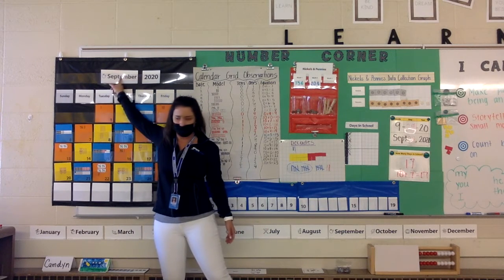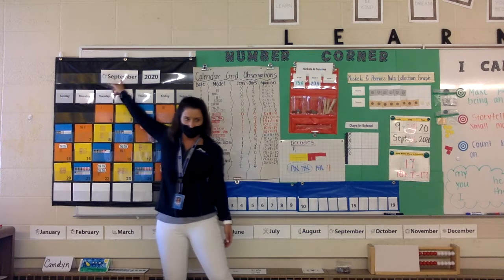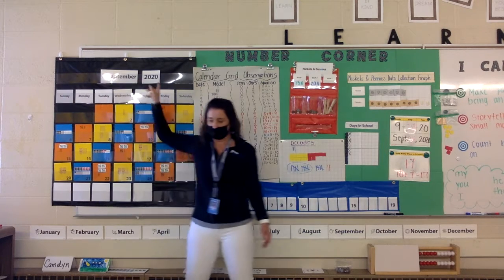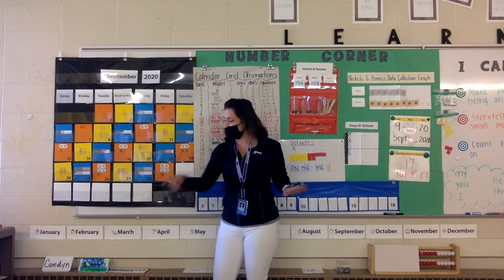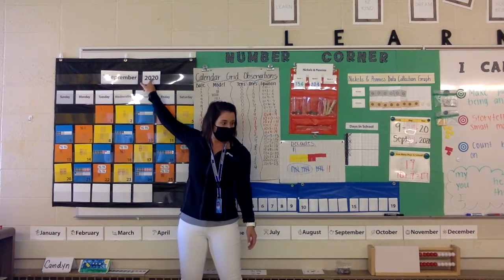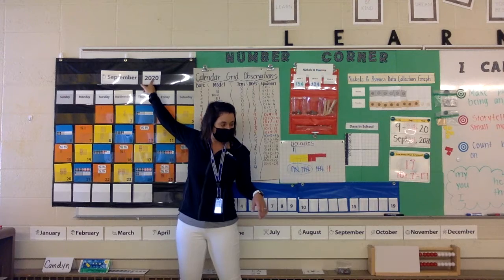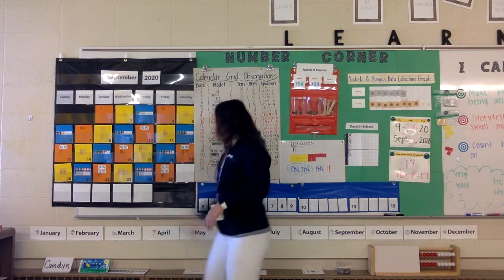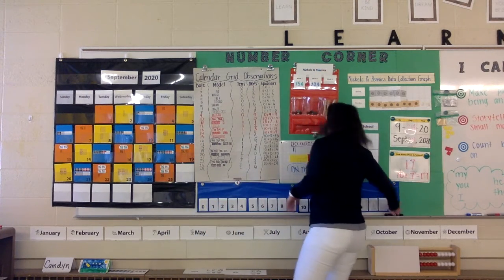Why do we say this? What is this called again? Is it a day, a year, a month? What is September? Year. Oh, we're not flirting. Yes, it's the month. September's our month. What's 2020 again? Year. It's our year. All right, so I am going to write it on our calendar.